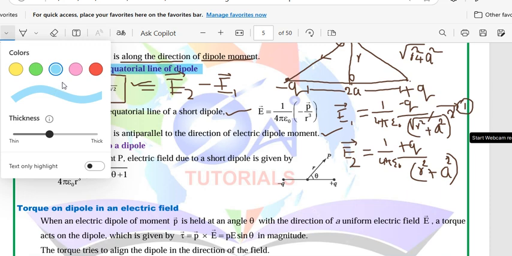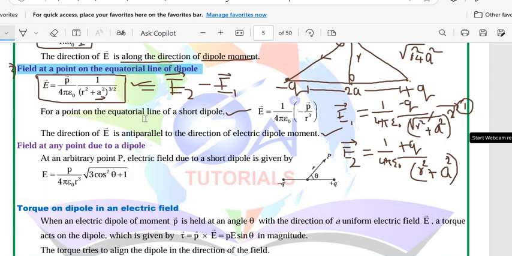Next, the last concept for today's session, the third application, is the field at any point due to the dipole. Field at any point due to the dipole. See, by considering an example, just a second.